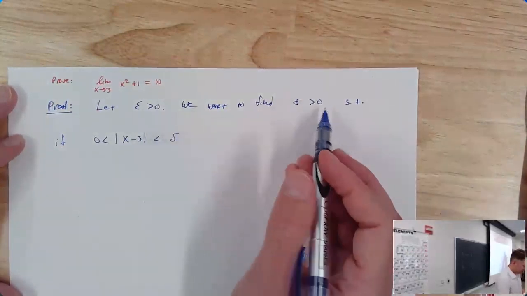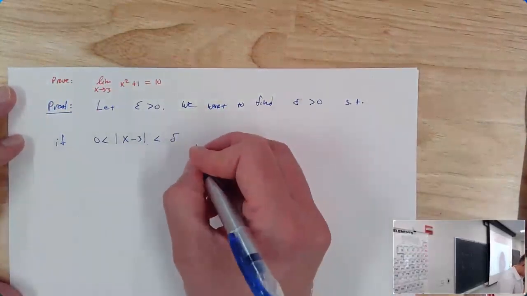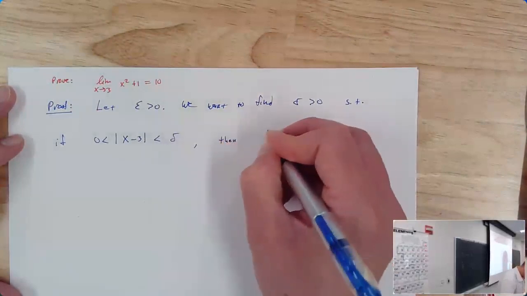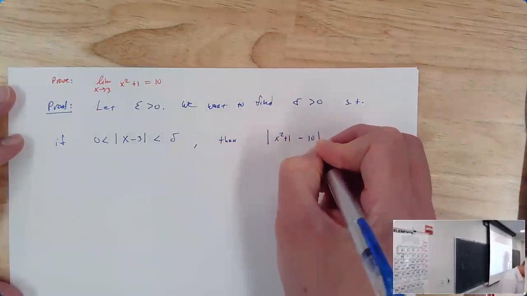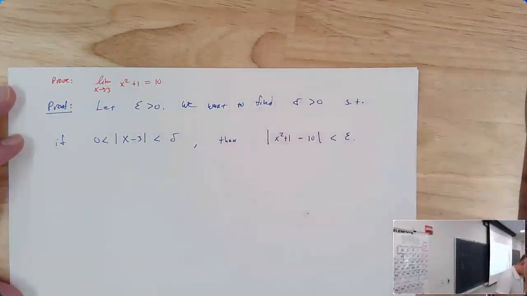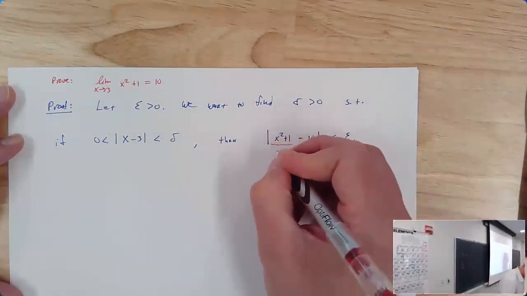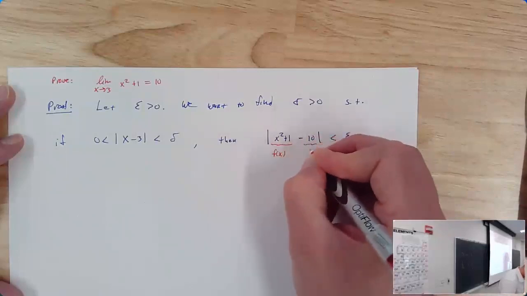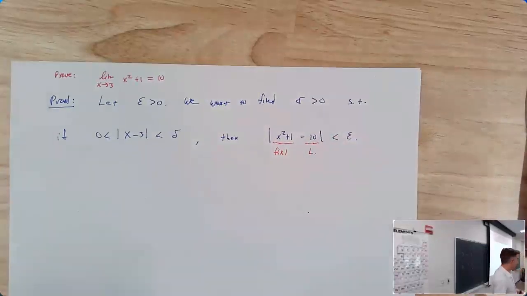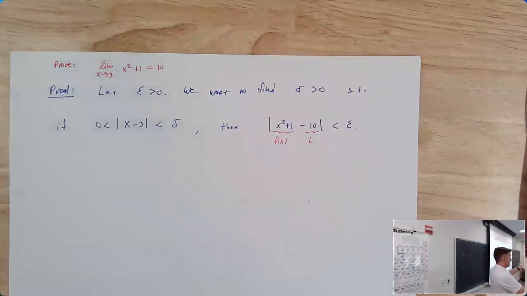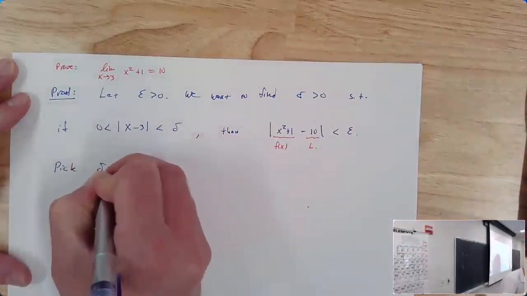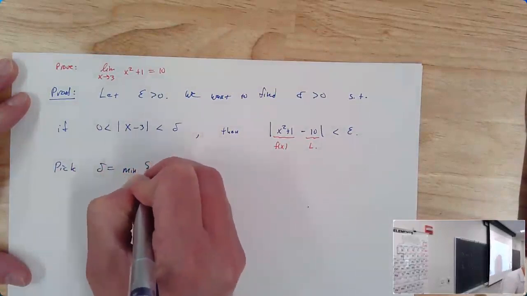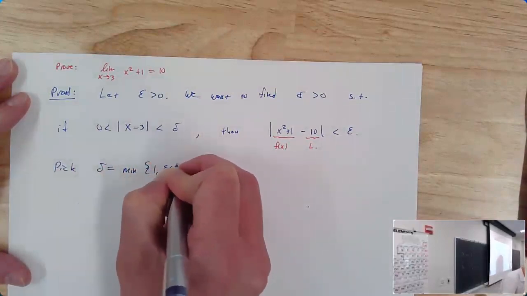So we want to find our delta such that if this is true, then the absolute value of our function minus its limit is less than epsilon. So then we're going to say what delta is, and we found it already, we did the work, so we're going to say, okay, pick delta equal to the minimum of 1 comma epsilon over 7.